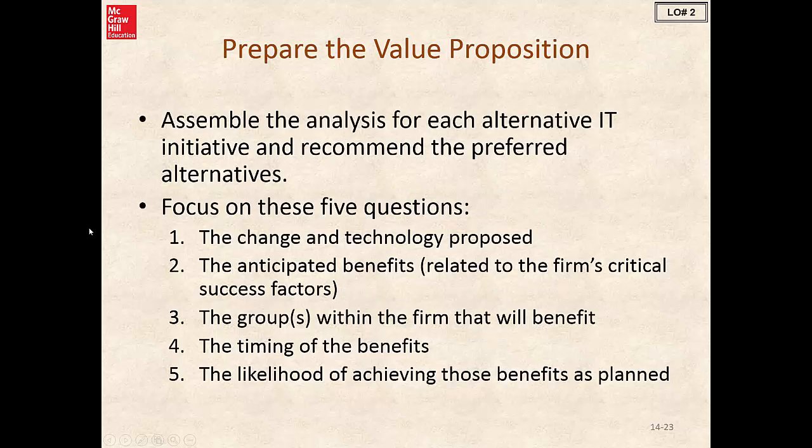So prepare the value proposition, assemble the analysis for each alternative IT initiative, and recommend the preferred alternatives. Focus on these 5 questions: the change and the technology proposed, the anticipated benefits related to the firm's critical success factors, the groups within the firm that will benefit, the timing of the benefits, and the likelihood of achieving those benefits as planned. These are the 5 key questions that we need to ask ourselves when we're considering implementing new IT systems. And that is the end of chapter 14.